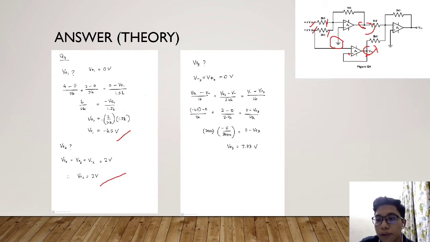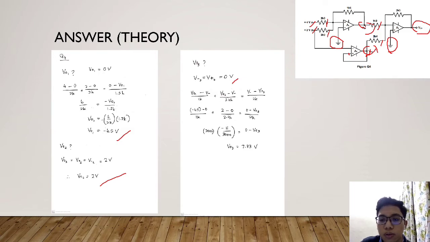Next, we are going to find the value of V output 3. First, we have to identify the value of V minus 3. As you can see here, the value of V minus 3 is equal to V plus 3, and it is 0 volt as it is grounded. To find V output 3, we just apply the formula of current in and current out. In the current inside it, we also have 2 resistors and 2 voltages supplied to this circuit.